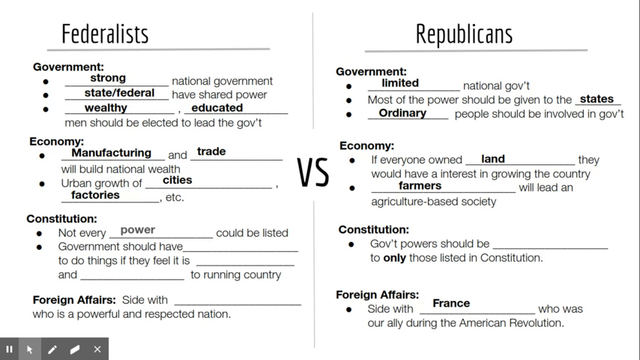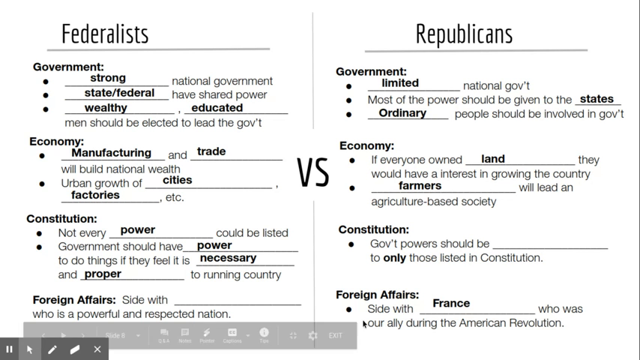Constitution for Federalists: not every power could be listed. Government should have the power to do the things they feel are necessary and proper to running the country. Okay, so what does this mean? Basically, this is loose construction. That's the term. And loose construction means that if it's not in the Constitution, you could still do it because it's a loosely based power that you should do if it's necessary and proper for the country.